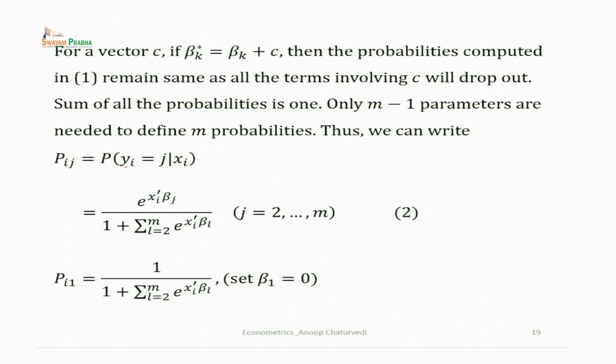So, we write p_ij equal to probability y_i equal to j given x_i equal to e to the power x_i transpose beta_j divided by 1 plus summation l equal to 2 to m e to the power x_i transpose beta_l, for j equal to 2 to m. And for j equal to 1, we take p_i1 equal to 1 upon 1 plus summation over l e to the power x_i transpose beta_l. So, actually we have set beta_1 equal to 0. In fact, if you take the sum of p_i1 plus summation j equal to 2 to m p_ij, then that sum is equal to 1.